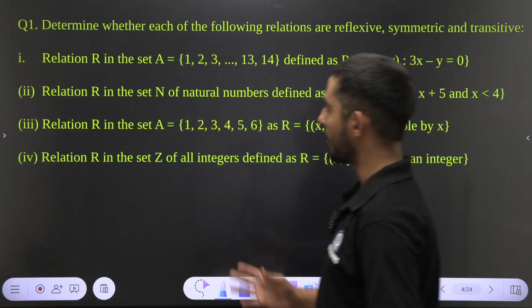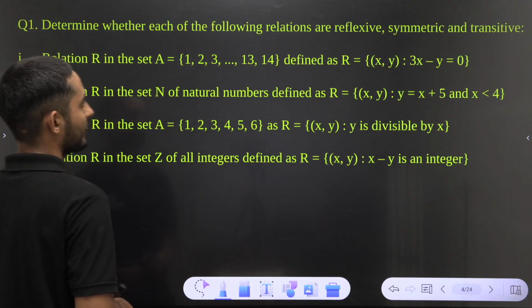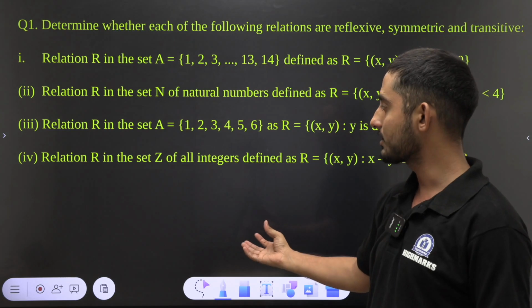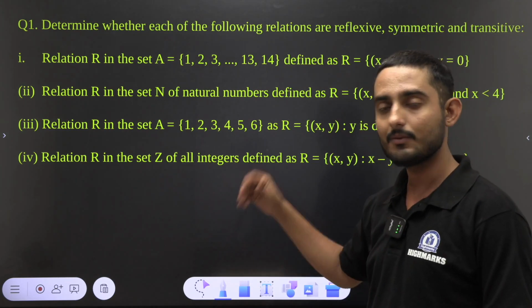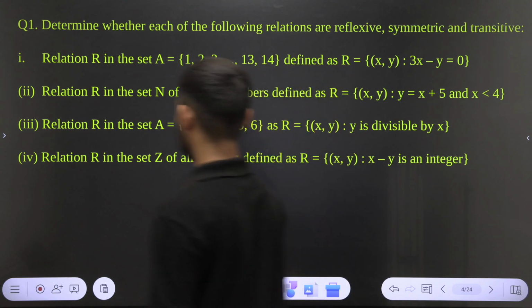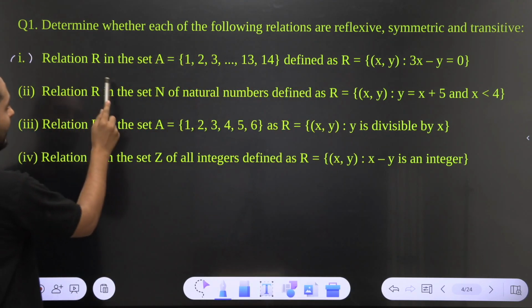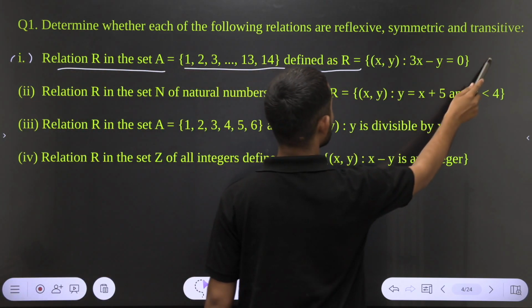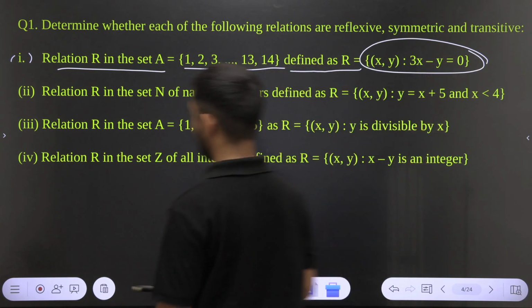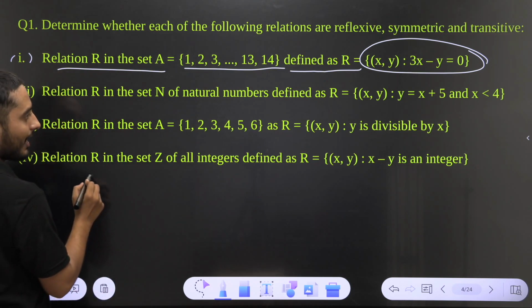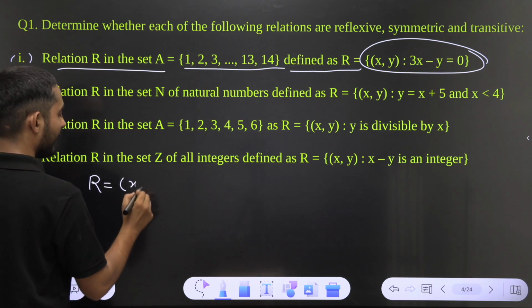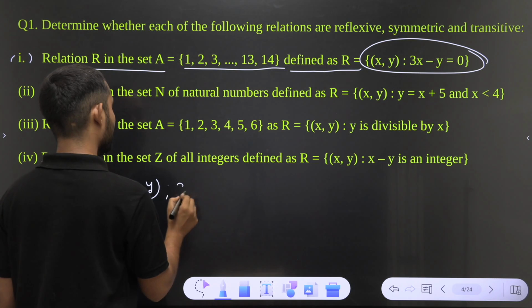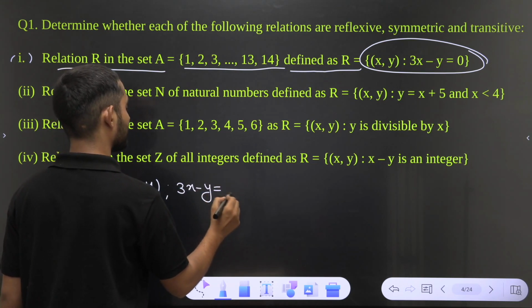Now we can go on to this topic. Determine whether each of the following relations is reflexive, symmetric and transitive. We will try to find whether the relations given in this condition are reflexive or not, transitive or not, or equivalence or not. So the first one: we have the given relation R in the set A = {1, 2, 3, ..., 14}, defined as R = {(x, y): 3x - y = 0}.